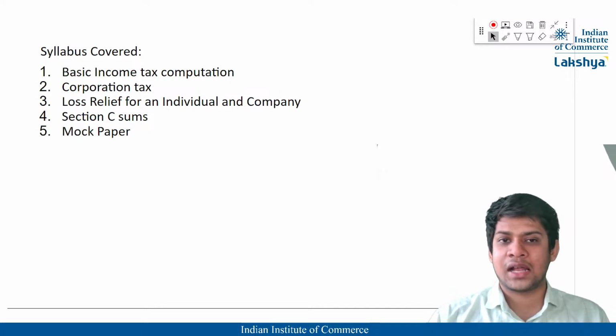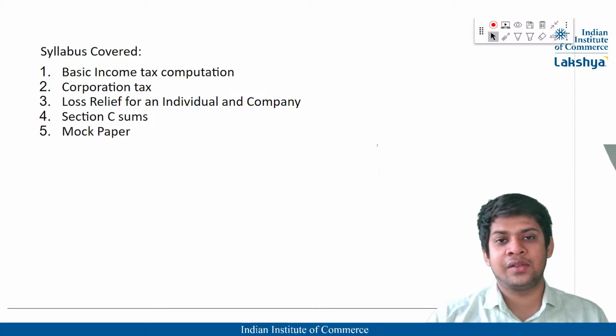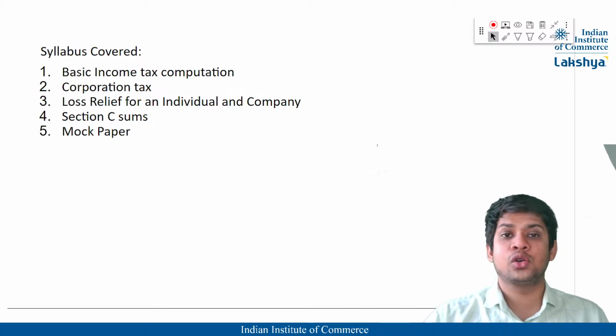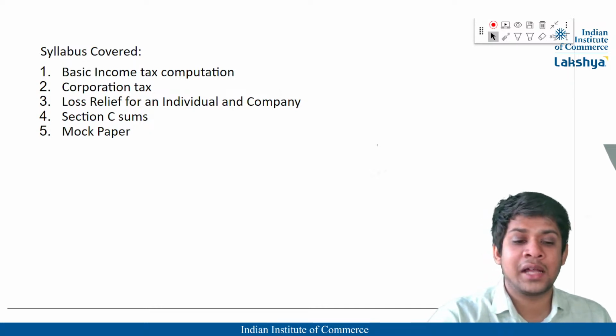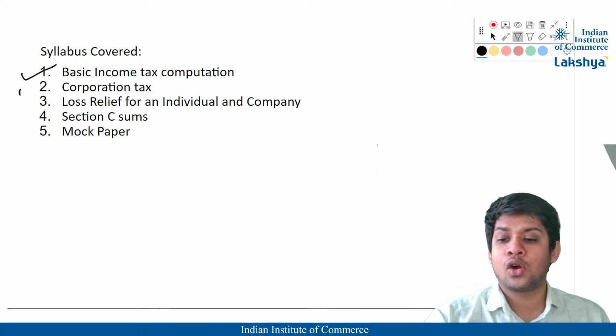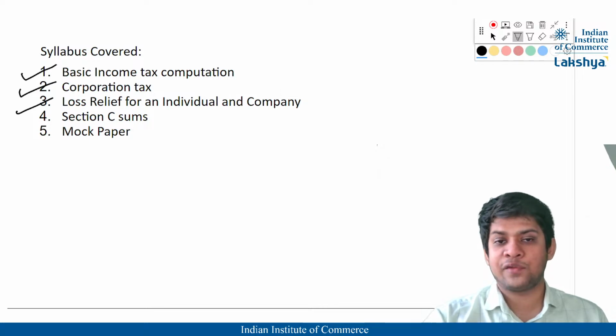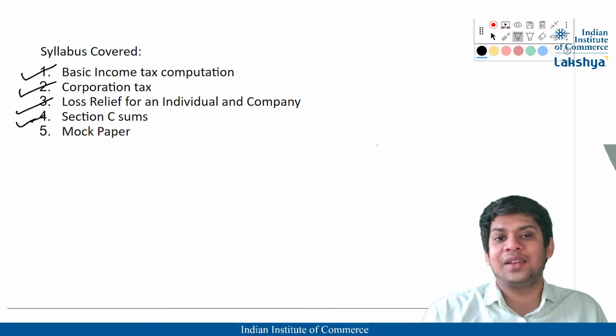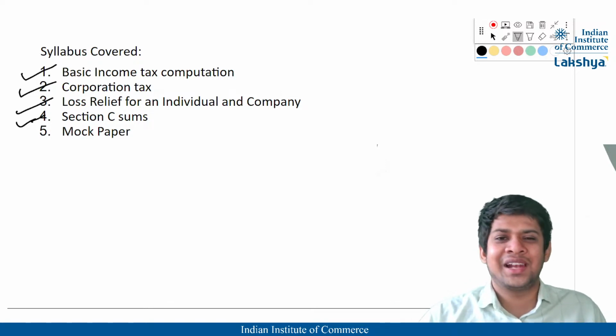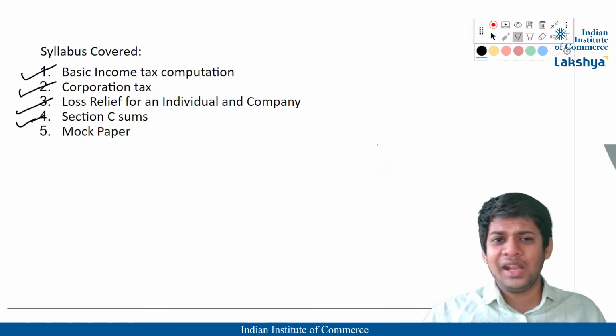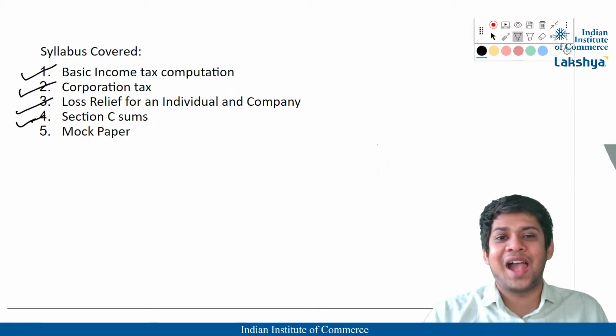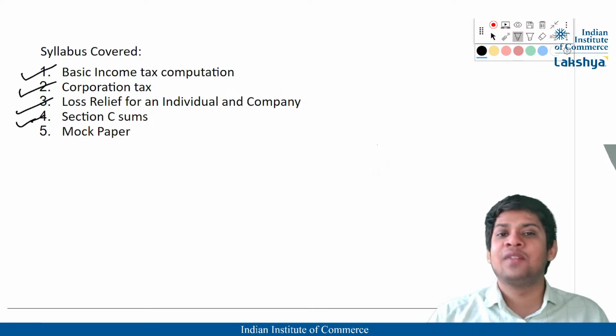And here we are going to cover taxation, wherein the syllabus, or you can say the gamut, of this YT revision volume 2 for taxation is going to cover your basic income tax computation, your corporation tax, as I already told you, the loss relief available for an individual and for a company, and certain section C questions, because obviously section C questions are of much importance for the students. Section A and section B students can deal with it, right? If in case they don't know any answer, they would try to get it by fluke.